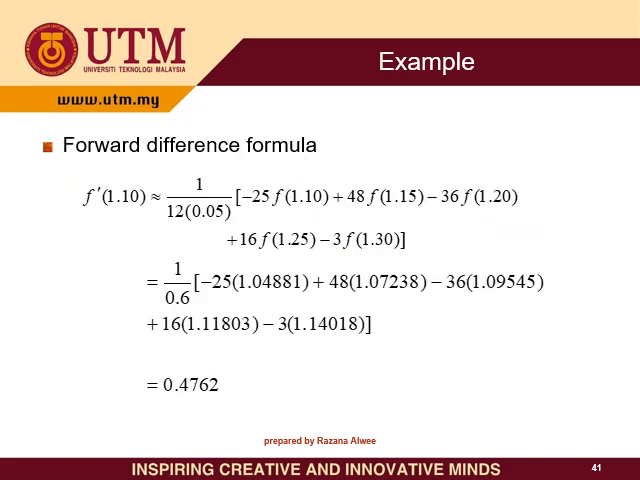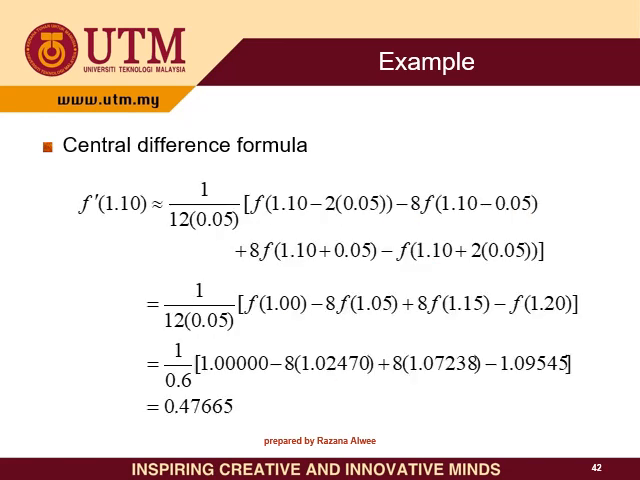Now the forward difference formula, we have our h. Here they go fast, they just insert the value inside the equation. So xi is 1.10, and this is your h, and this is your xi, xi plus h, xi plus 2h, xi plus 3h, xi plus 4h. So you put into the f(x) equation each of the points here, and you will get your answer.